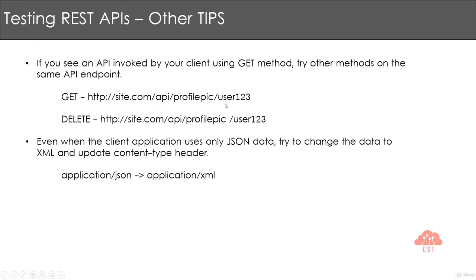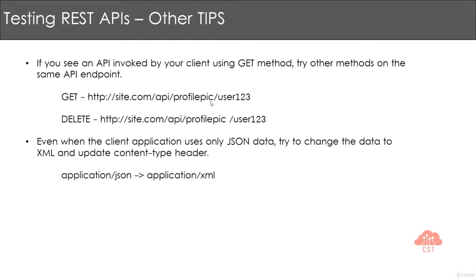For example, if I change this user 123 to user 124, I will be able to see user 124's profile picture. And let's also assume that you are not allowed to delete the pictures of other users. That's the expected functionality of this particular endpoint. In these cases, you can try changing this get method to delete and see if you are able to delete the profile pictures of other users by using the same endpoint. In some cases, this can work, and if it works, you're in luck.